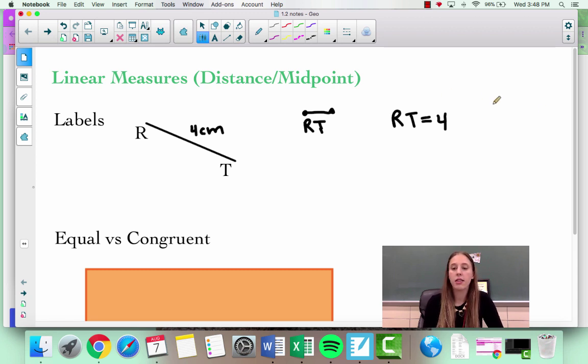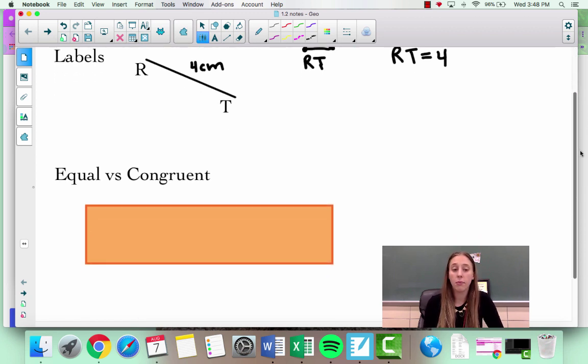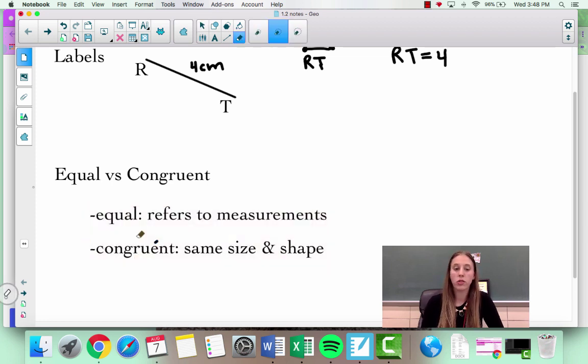The other thing is the equal versus congruent concept. Equal versus congruent is going to be important when we're talking about proofs and when we're talking about measurements or congruency in general with transformations. Equal just refers to the length of the measurement. 4 centimeters is equal to 4 centimeters. 10 inches is not the same as 3 inches. Okay, so that's when we're talking about equal. Congruent refers to their size and shape.